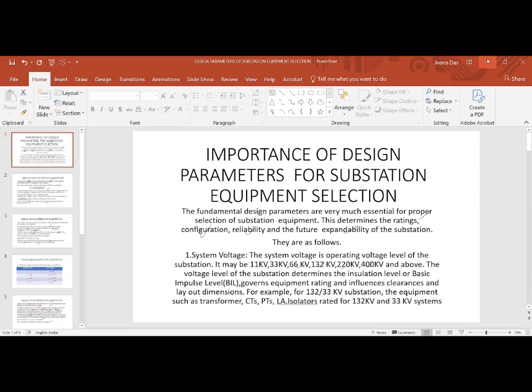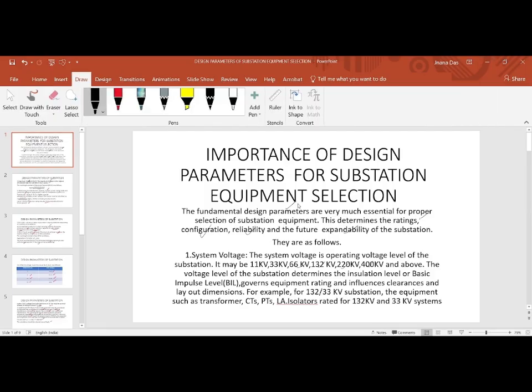Parameters for substation equipment selection. So the input design parameters for a substation are very much essential for selecting the substation equipment with proper sizing. So the fundamental design parameters are very much essential for proper selection of the substation equipment, and this determines the ratings, configuration, reliability, and the future expandability of the substation.